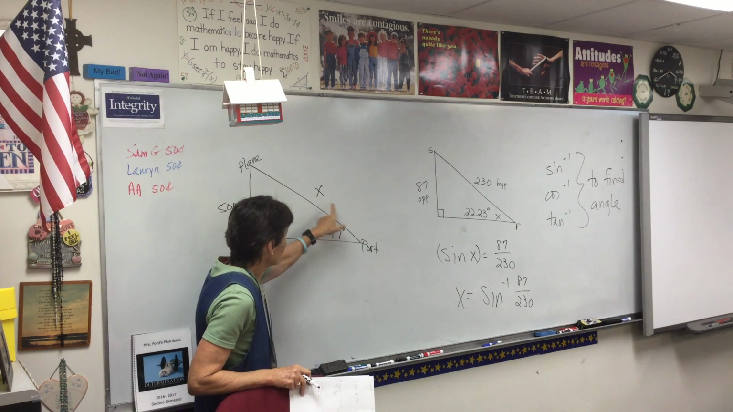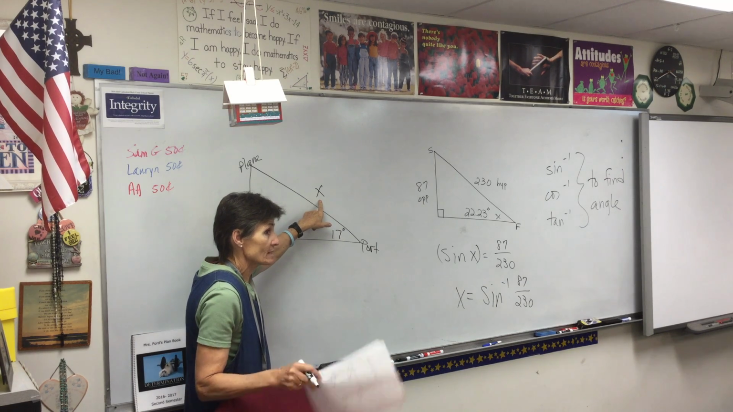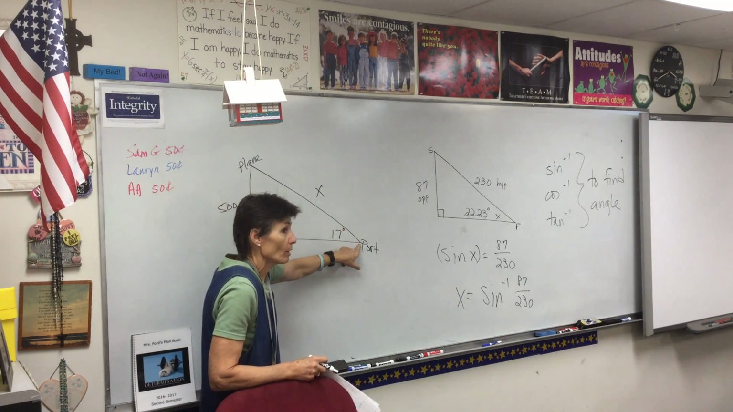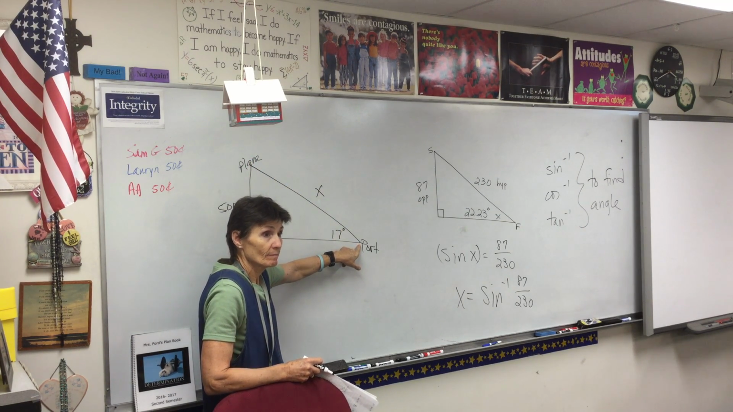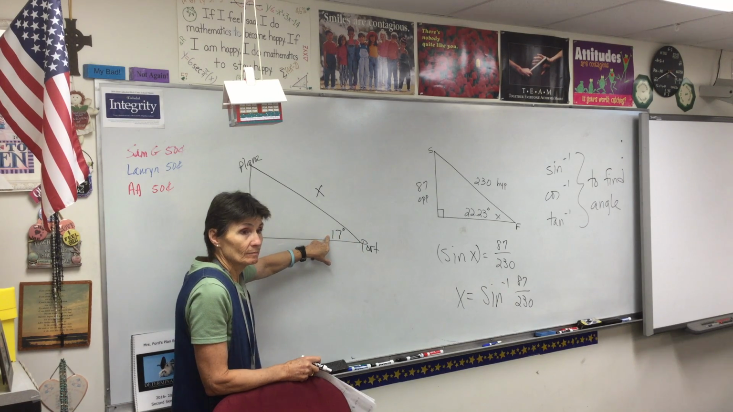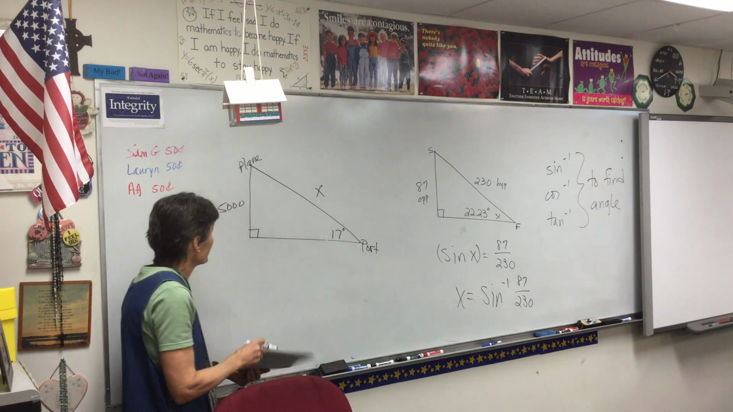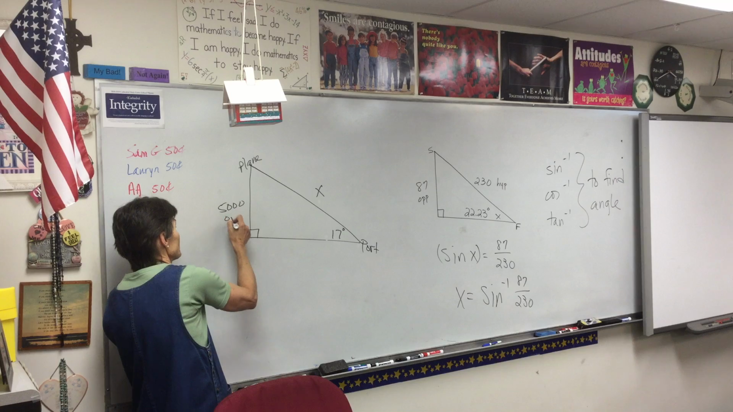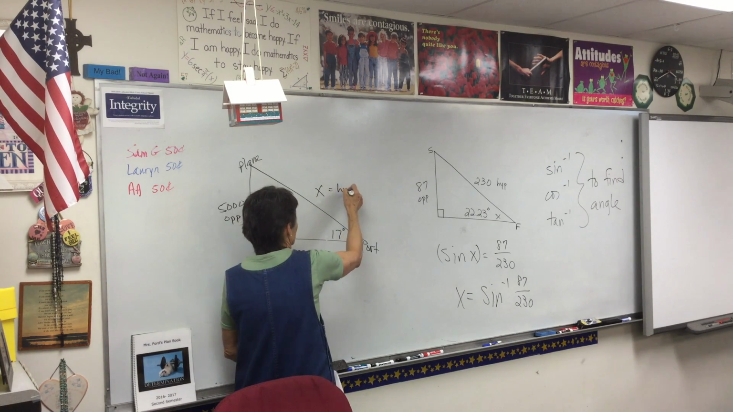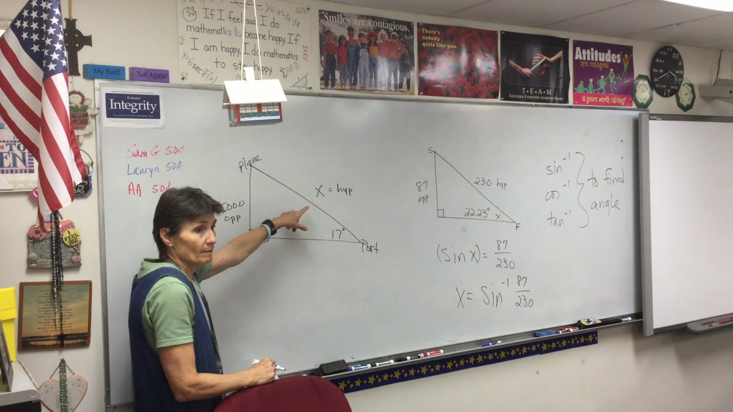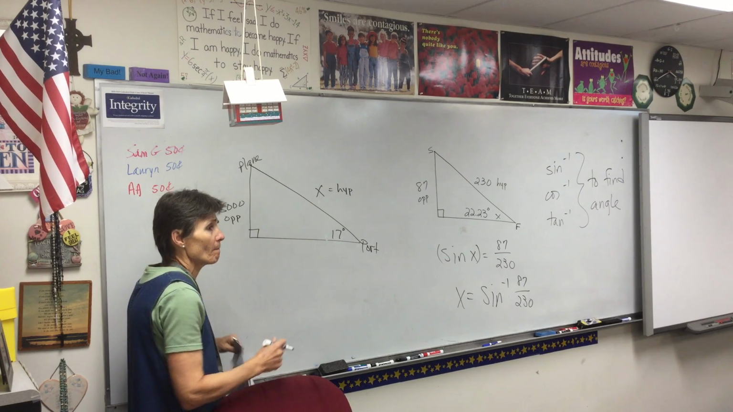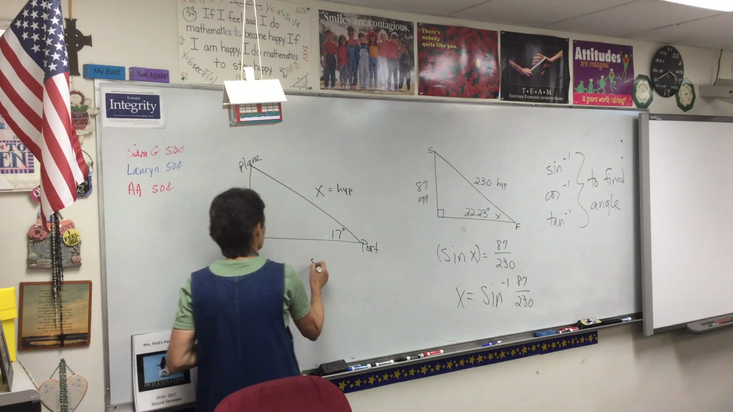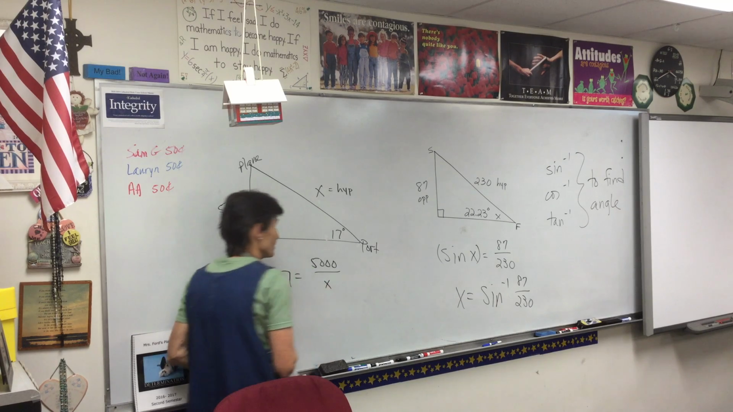Everybody know why that's X? What does it say? How far is the plane from the airport, right? And then there's my angle. So here we go. What's this? Opposite, adjacent, or hypotenuse? Opposite. Hypotenuse. What function? Sine. So sine 17 equals 5,000 opposite over hypotenuse.